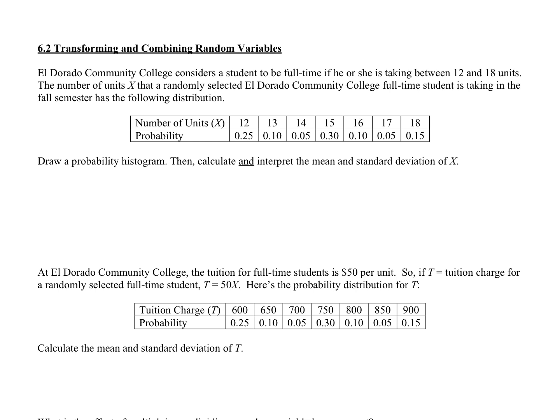El Dorado Community College considers a student to be full-time if he or she is taking between 12 and 18 units. The number of units X that a randomly selected El Dorado Community College full-time student is taking in the fall semester has the following distribution. So number of units between 12 and 18 and the associated probabilities. Draw a probability histogram, then calculate and interpret the mean and standard deviation of X.